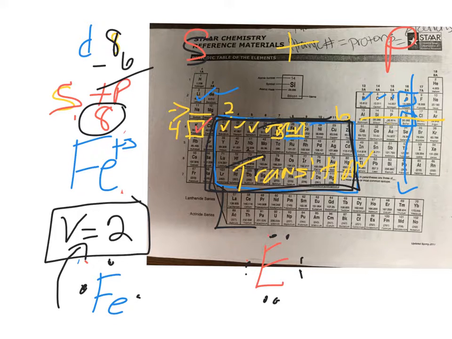So remember the sides. If it's in the S or the P, you're going to add up your S's plus your P's. But if it's in the D section, you're actually going to subtract. Okay? Let's do another one, and I want you to look at your own periodic table, that way you can tell me what to do.